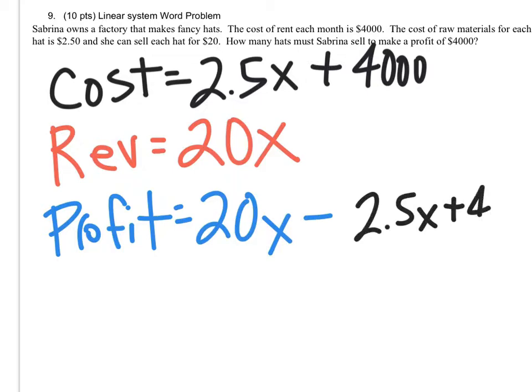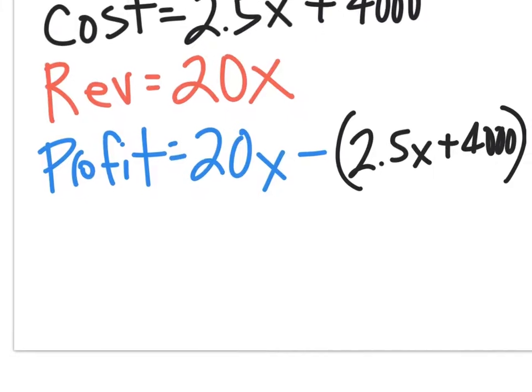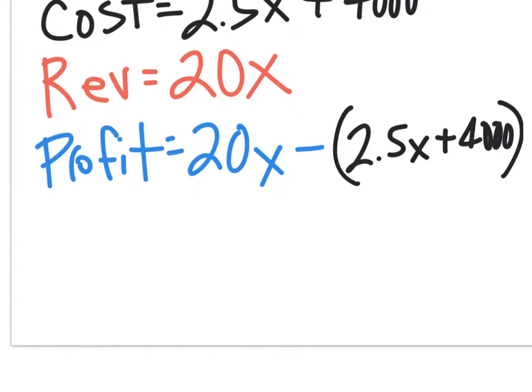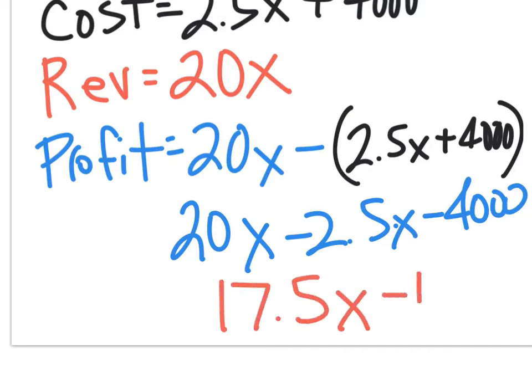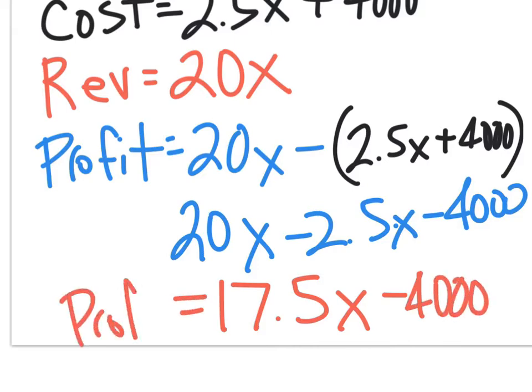250x plus 4,000. And ladies and gentlemen, we never want to forget to put that in parentheses. When we simplify this a little bit further, we distribute the negative 1 into it. The profit equation now looks like 20x minus 250x minus 4,000. And 20x minus 250x is going to give us 17.5x minus 4,000. That's the profit equation. Does that make sense? Is it clear how we got there? If not, let's chat about it in class or ask a buddy.